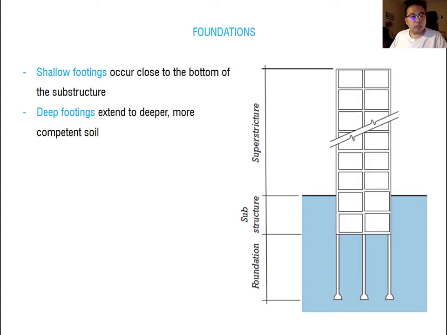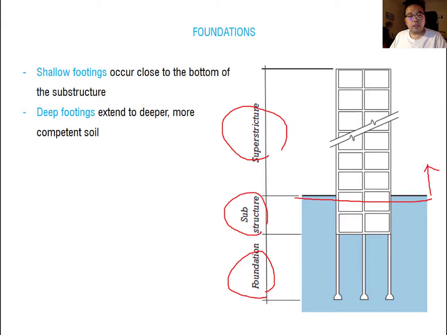So a building is always divided into three parts: superstructure, substructure, and foundation. The superstructure is located above grade level, and the substructure below the grade level. And then below the substructure, it is called the foundation.